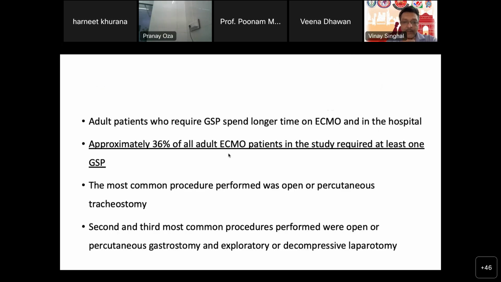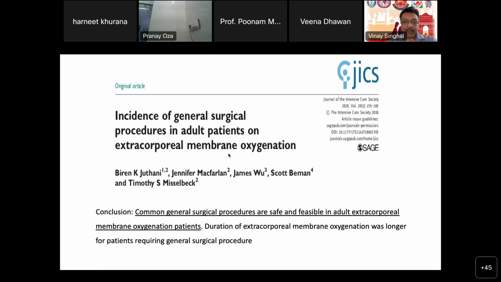And what they found is that the duration of extracorporeal membrane oxygenation was longer for the patients requiring a general surgical procedure. So patients who required these procedures on ECMO had to stay longer on ECMO support. Although these procedures are relatively safe and possible in adult ECMO patients, definitely patients had to stay on ECMO for a longer time.